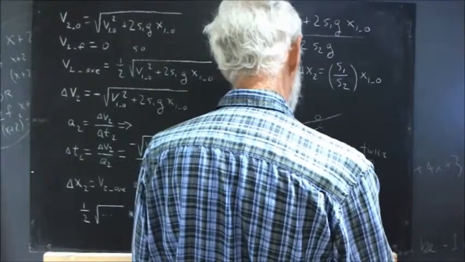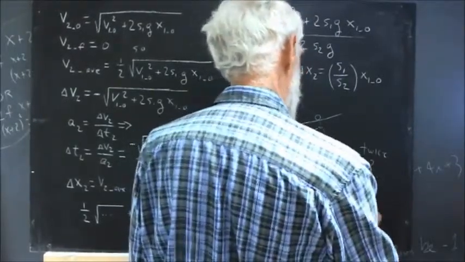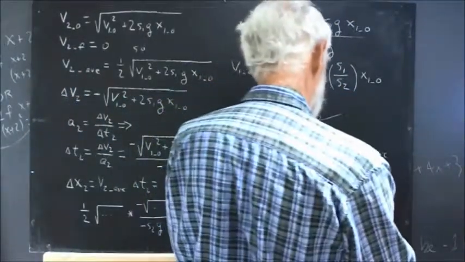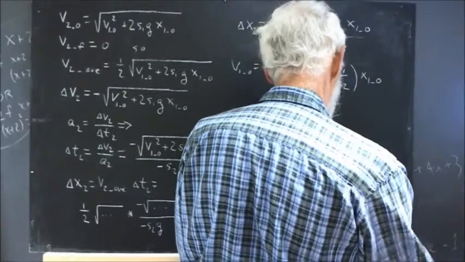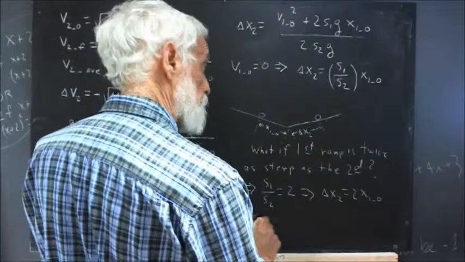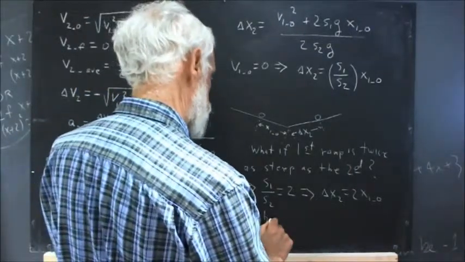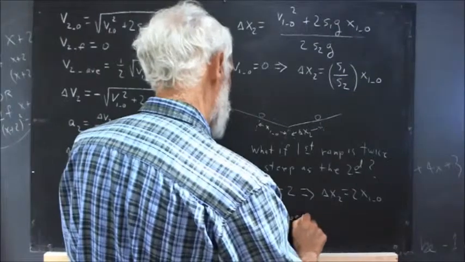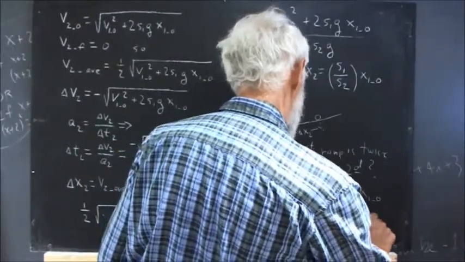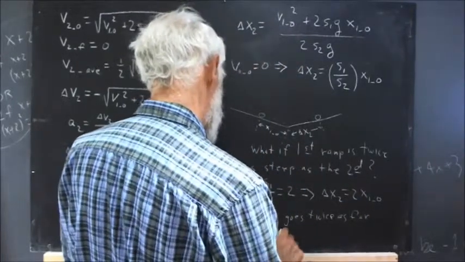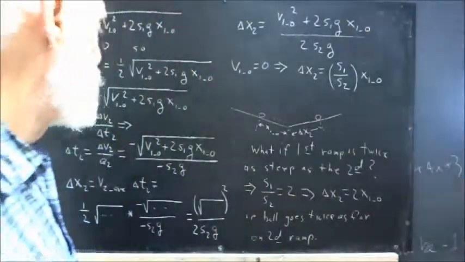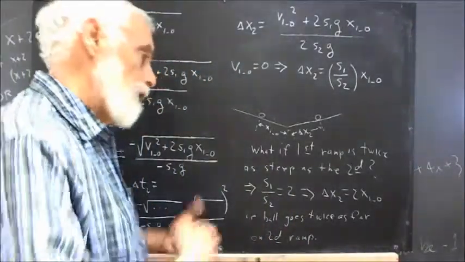So delta x2, the distance on the second ramp, is S1 over S2, which is 2 times x1,0. That is, the ball goes twice as far on the second ramp. Now, if the second ramp is twice as steep, that's only going to go half as far.